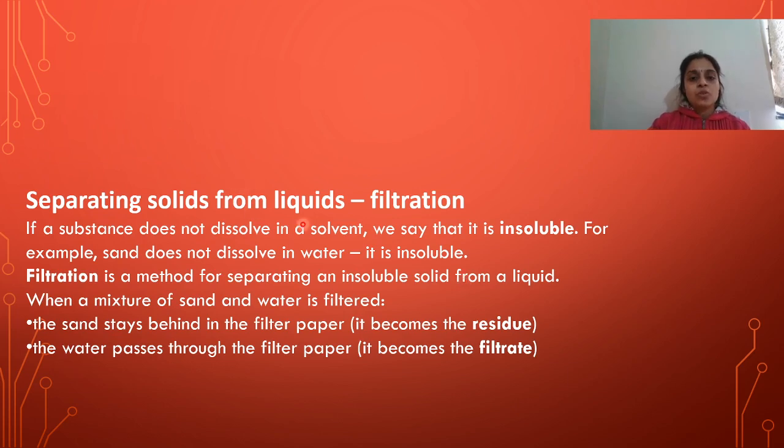Now, separation of solids from liquids by filtration. If a substance does not dissolve in a solvent, we say that it is insoluble. For example, sand does not dissolve in water. It is insoluble. Filtration is a method to separate an insoluble solid from a liquid. A mixture of sand and water is filtered. The sand stays behind on the filter paper, and we call it the residue, and the water passes through the filter paper, and we call it the filtrate.